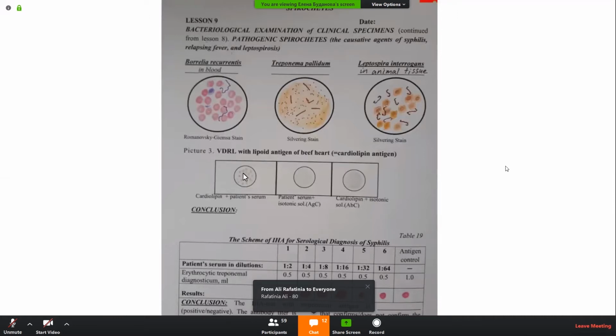And you can see clumps, agglutinates of cardiolipin antigen with the patient serum tested, that's supposed to be positive, and 2 negative controls. When patient serum is mixed with isotonic solution instead of antigen, and when cardiolipin is checked for the absence of spontaneous agglutination when it is mixed with isotonic solution.